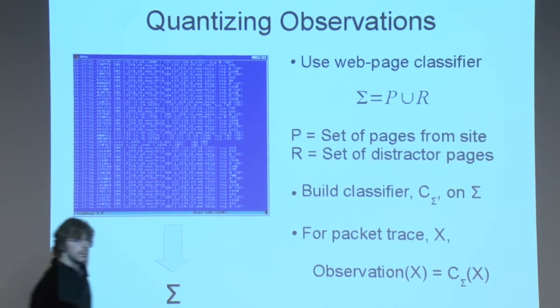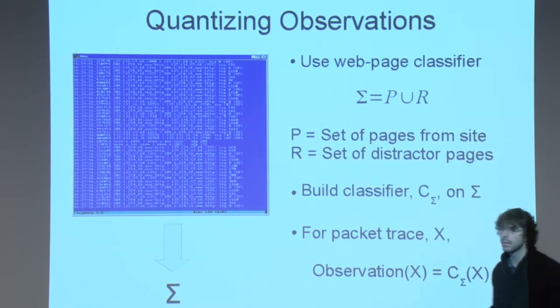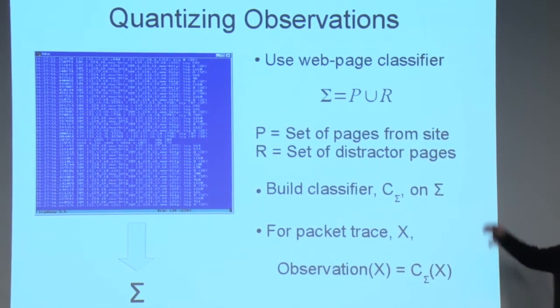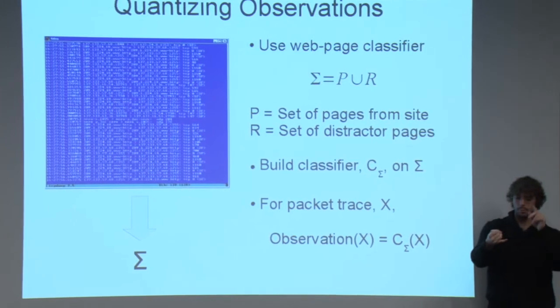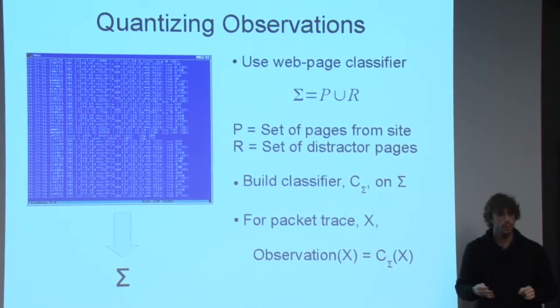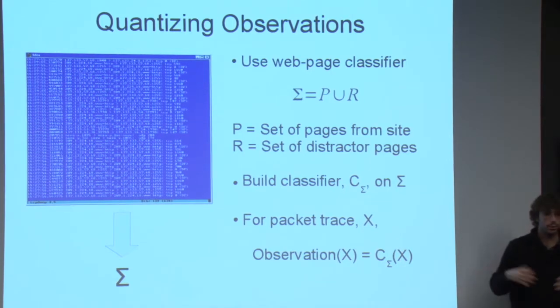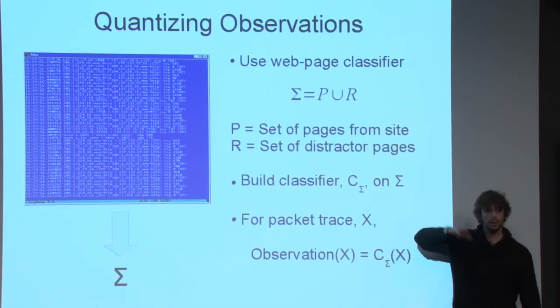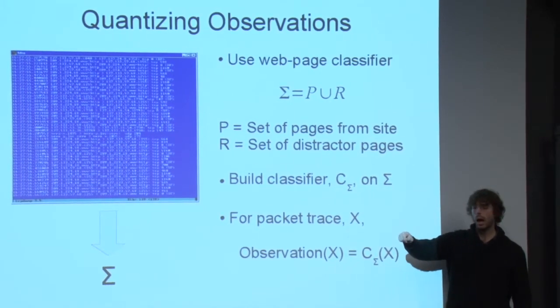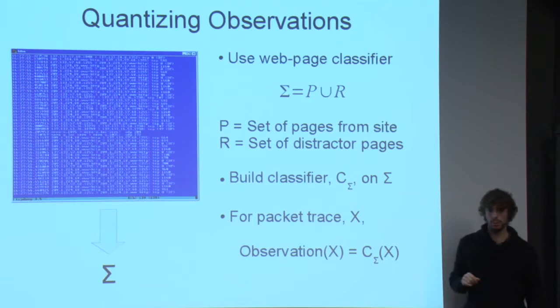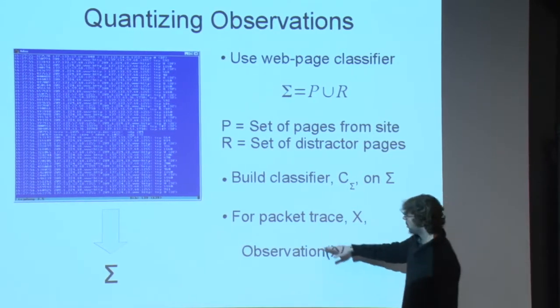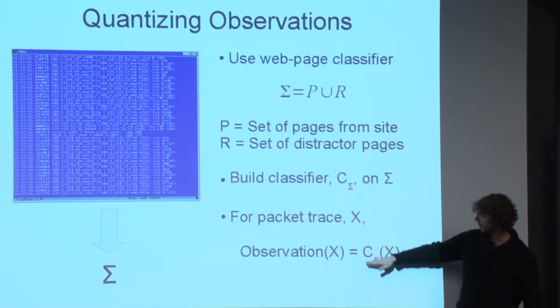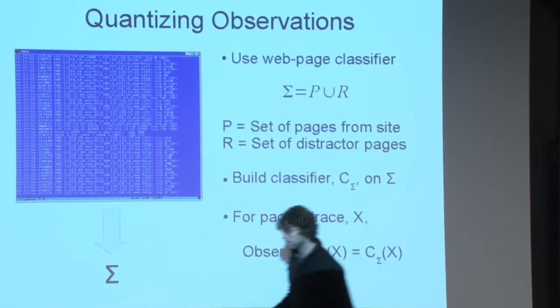So what you do is you collect or you define a set of the pages on the site of interest. So I call that set P. So that would be movie pages, star pages, home page, search page. And then you collect just a random set of other pages that you're going to throw into the mix. So maybe you just get random URLs off of Google somehow, and you add maybe 100 of those to your alphabet. And then you build a classifier in the way that I described earlier that takes a trace and tells you which one of these it's most likely to be. And so now, when you are observing a packet trace, you're going to use this classifier to convert it to an element of this finite alphabet of possible observations.